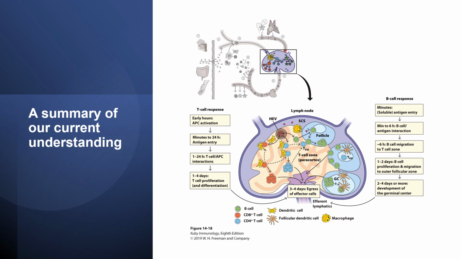And then starting in as little as 3 to 4 days after antigen encounter, you can start to see some egress, or exiting, of those effector cells from the lymph nodes into the tissues or into the bone marrow, or wherever those cells are actually supposed to traffic to.